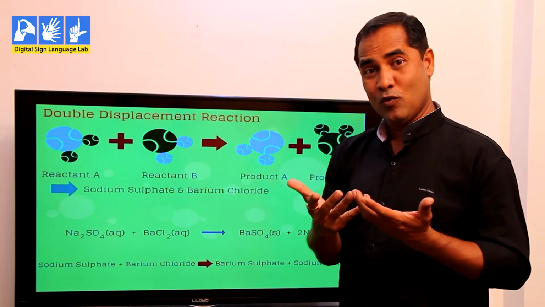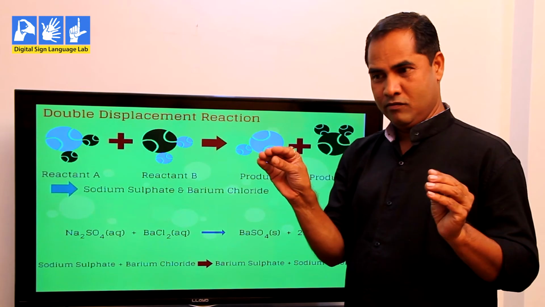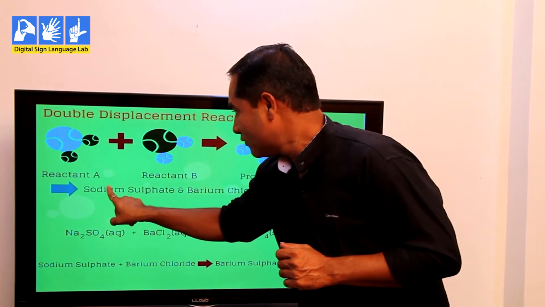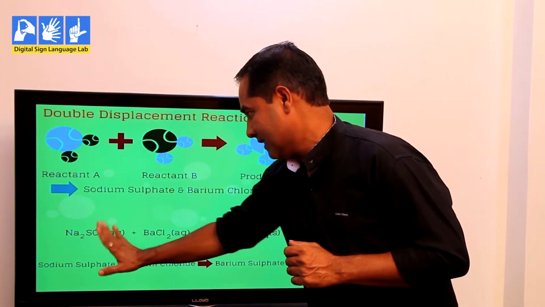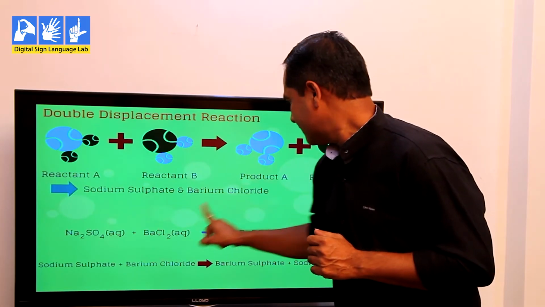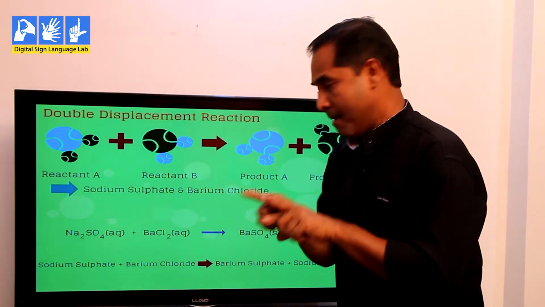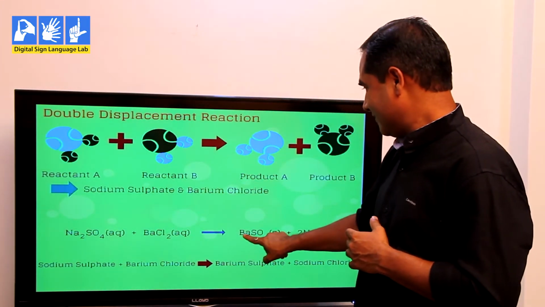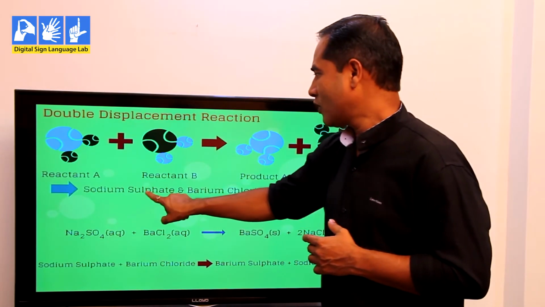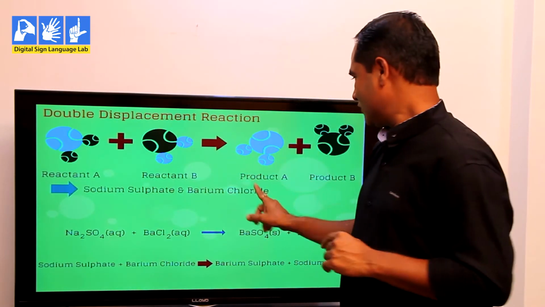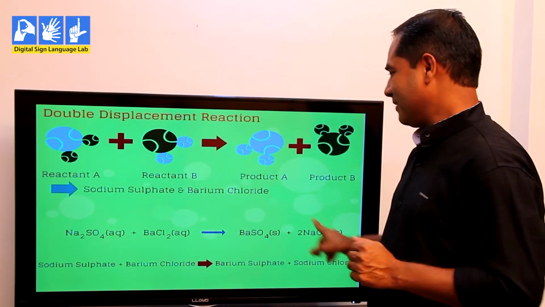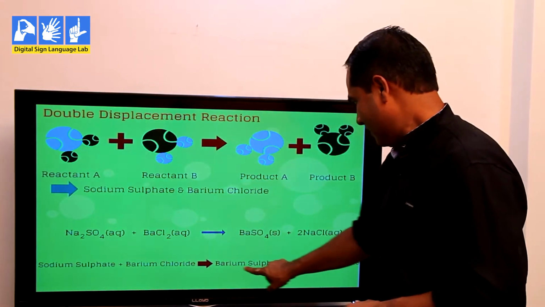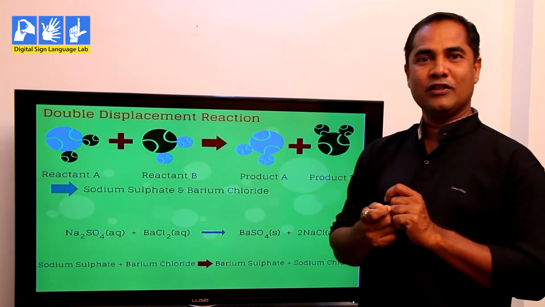Now we'll see how we can write the same double displacement reaction in the form of a chemical equation. Na2SO4, that is sodium sulfate, and BaCl2, that is barium chloride. Those are the two reactants. What really happens is we get barium sulfate after the displacement, and sodium chloride. So we have sodium sulfate and barium chloride reacting to form barium sulfate and sodium chloride.